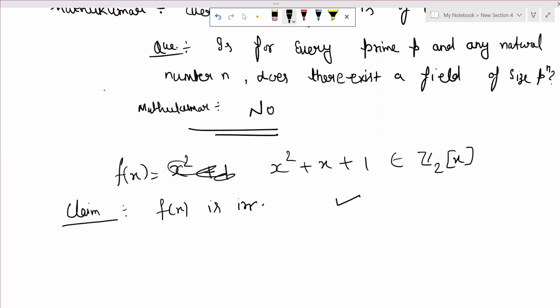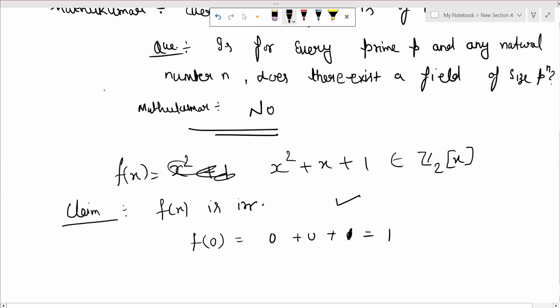Okay. So see, the polynomial is f(x) equals x square plus x plus 1, right? Now if this polynomial is reducible, then the factors are only 1 degree, linear factors, right? So if there is a linear factor, it has a root either 0 or 1, since Z2 has only 2 elements, 0 and 1. Neither 0 nor 1 is a root of this polynomial. What is f(0)? 0 plus 0 plus 1, which is 1, does not equal 0, right?